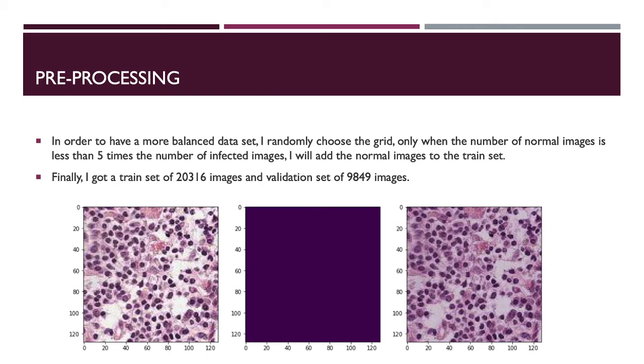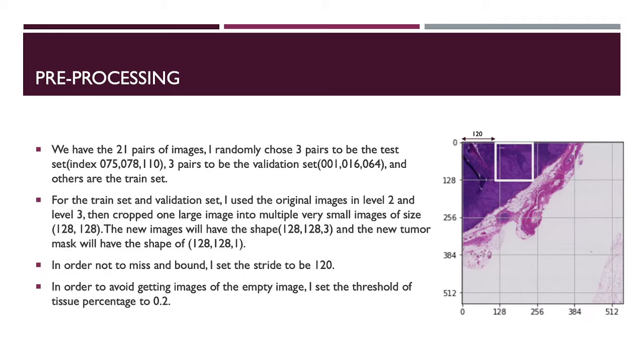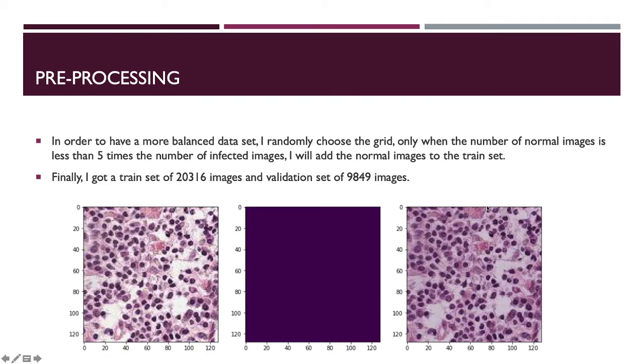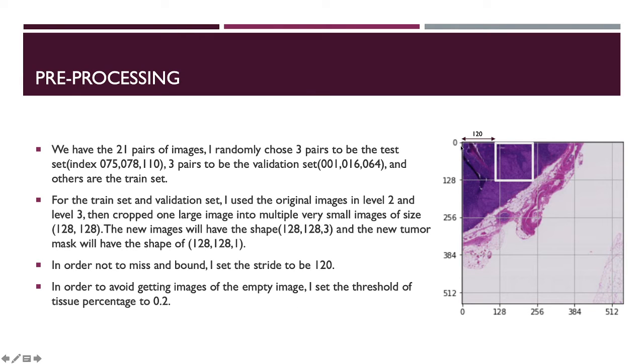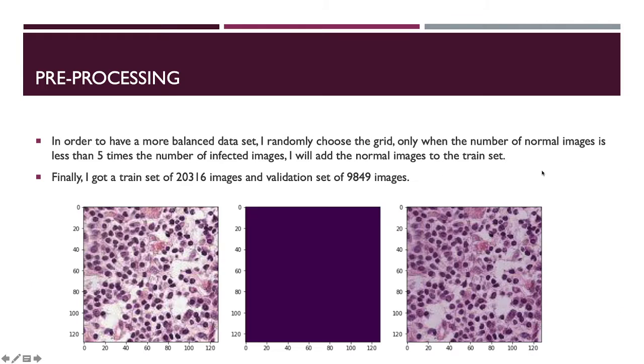To avoid selecting continuous areas, such as the first 5 images in the first row, and in order not to select row by row, I created a list of all possible indices for the left out points, which are the left out points of the new images, then randomly popped the index from this list and cropped the images. Finally, I got a train set of 20,000 images and a validation set of 9,800 images.